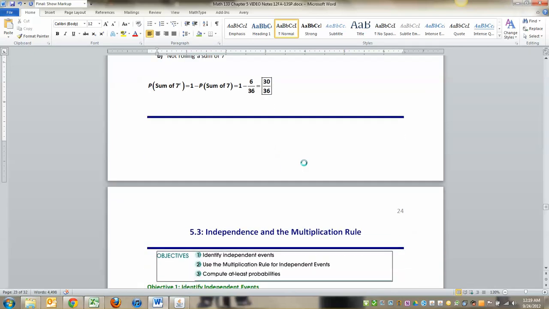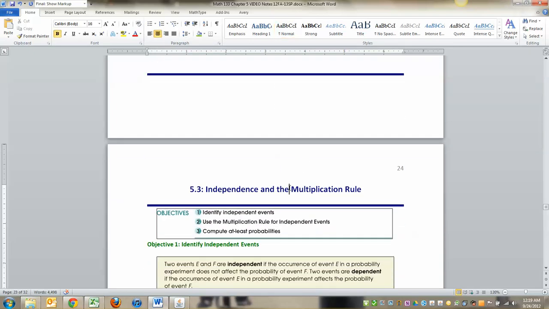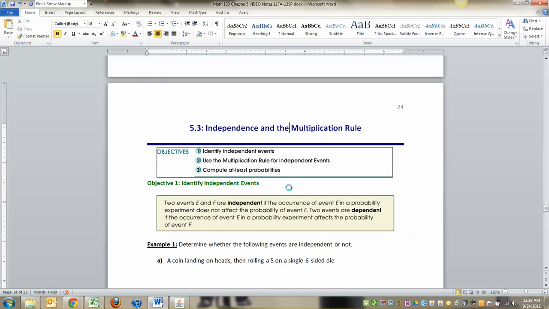All right, we are done with section 5.2. I hope you enjoyed the complement rule. We will move on next to independence and the multiplication rule. So I'll see you then.